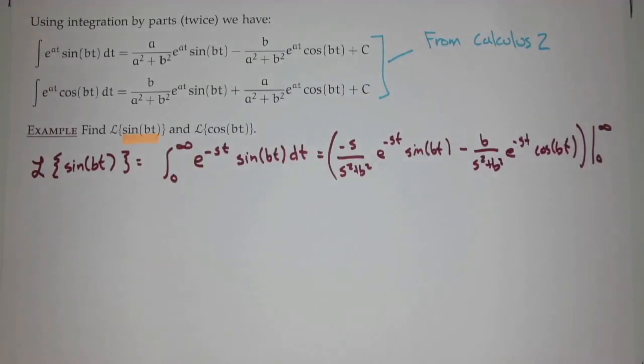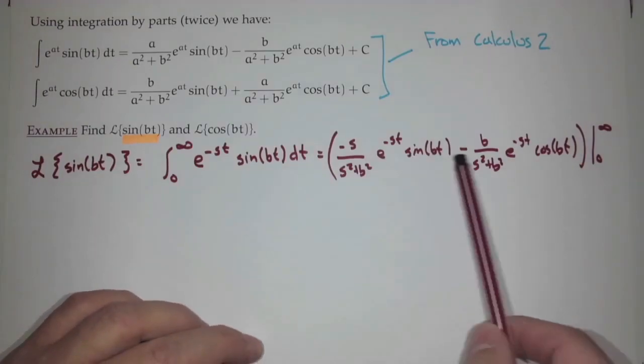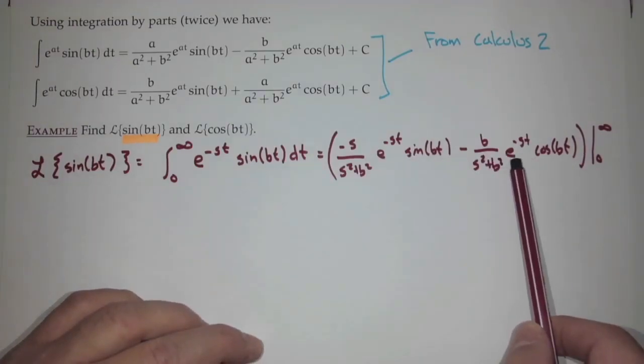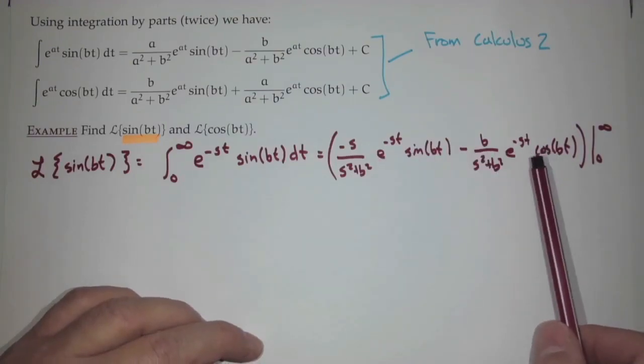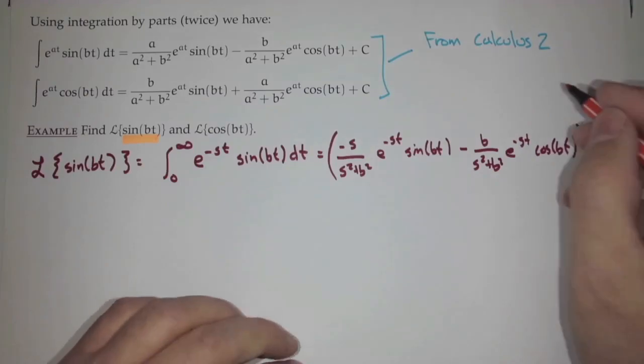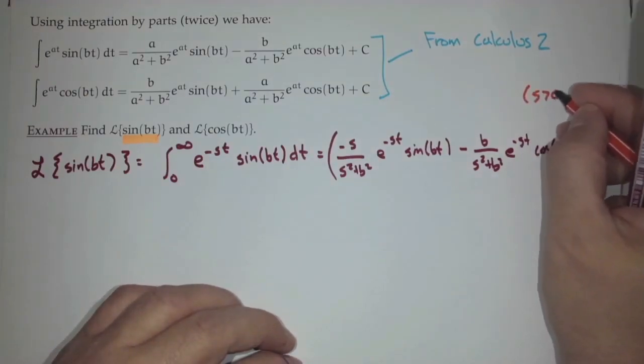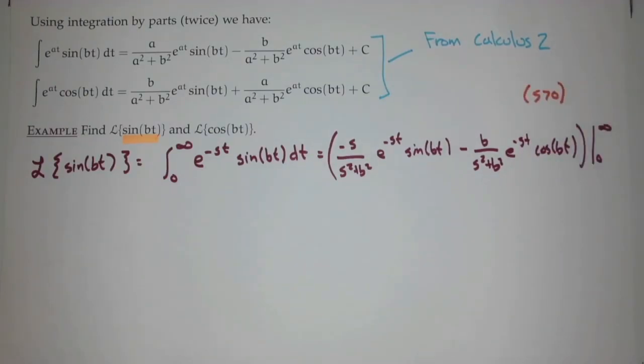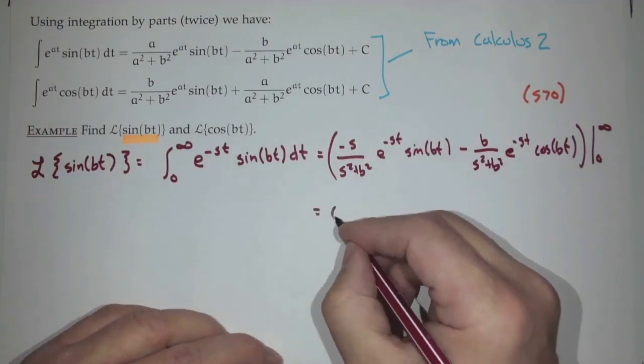All right. Now, this stage. Well, plug in the infinity. E to the minus st, what will happen to that? It's going to go to 0. Implicit in that is the assumption that s is positive. So, given that s is positive, those parts go to 0 at infinity, so we have 0.